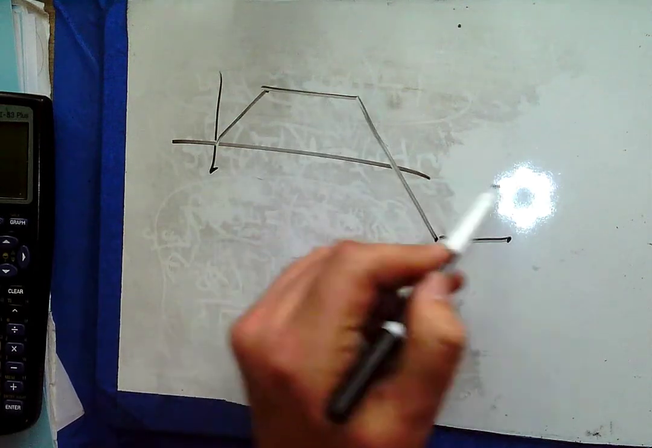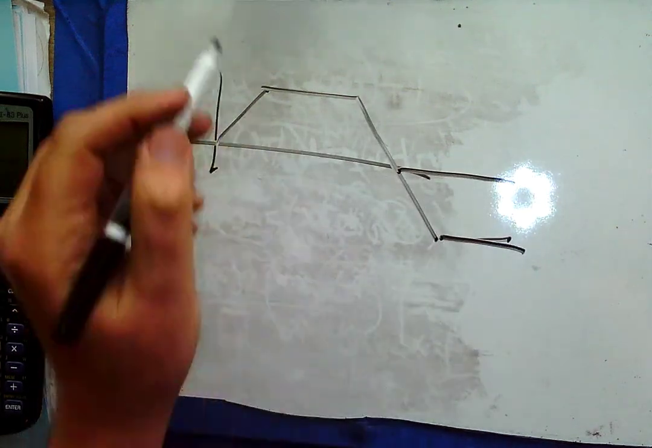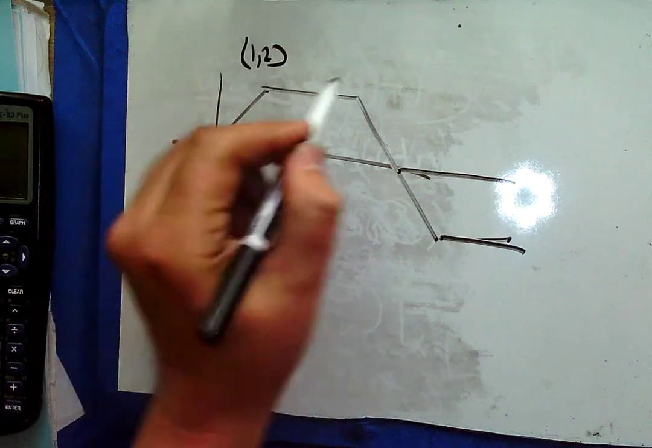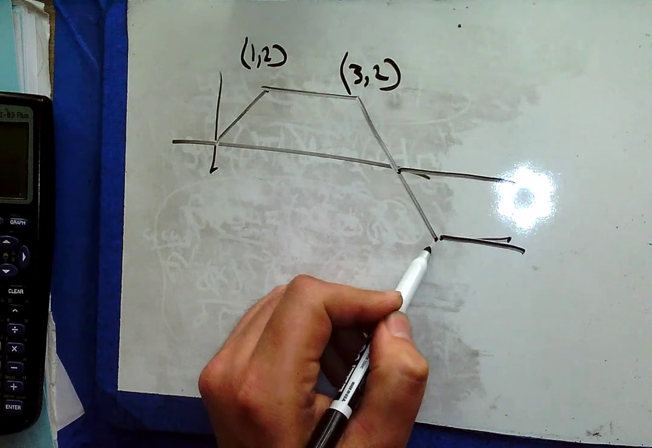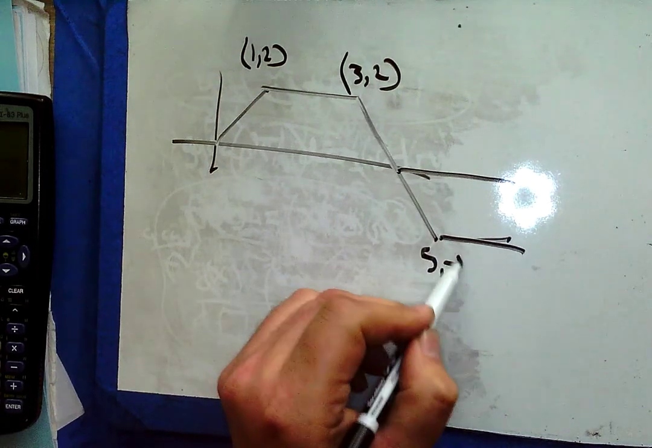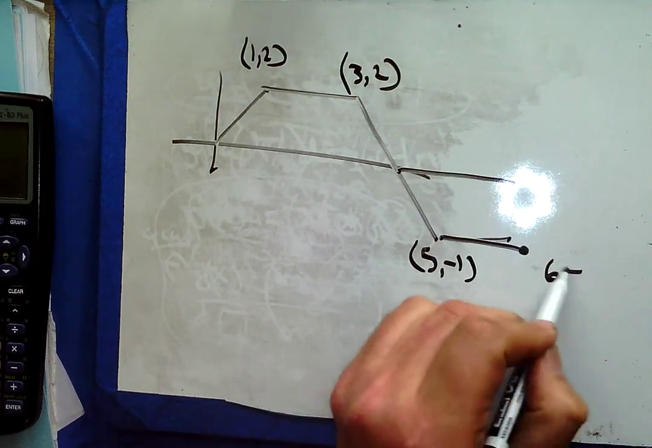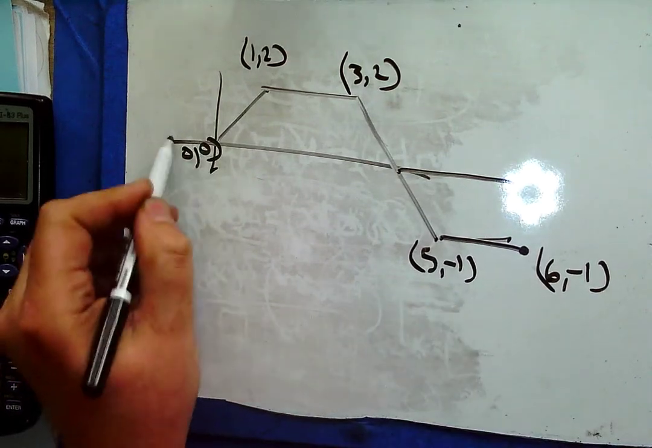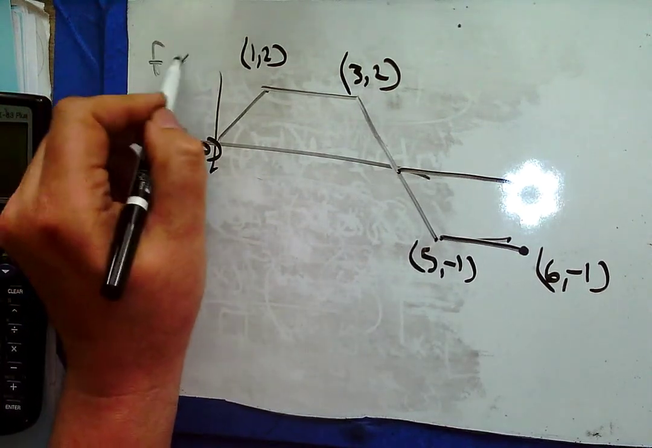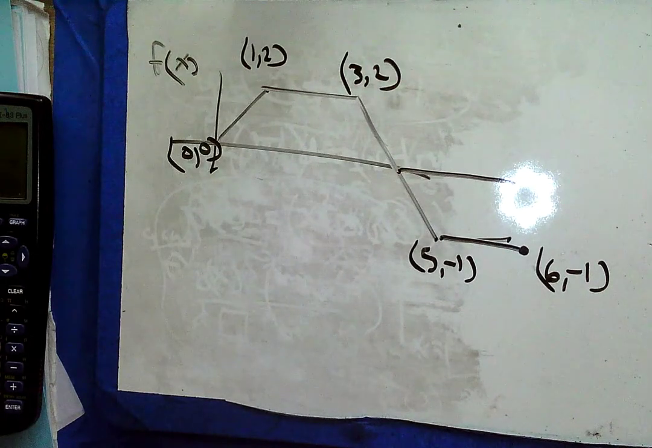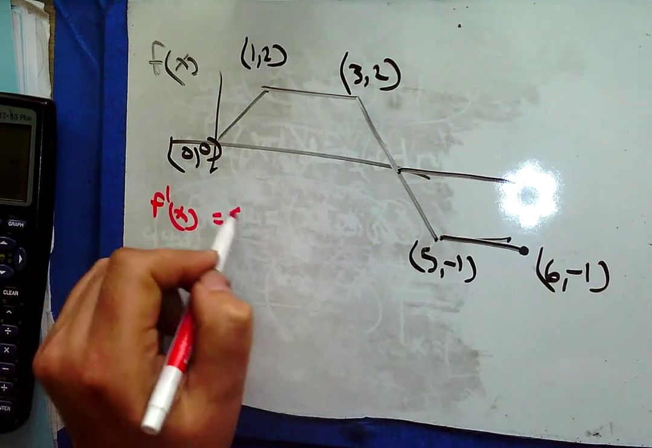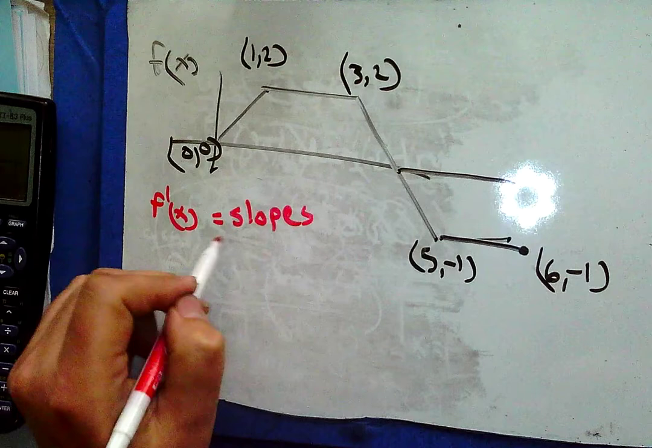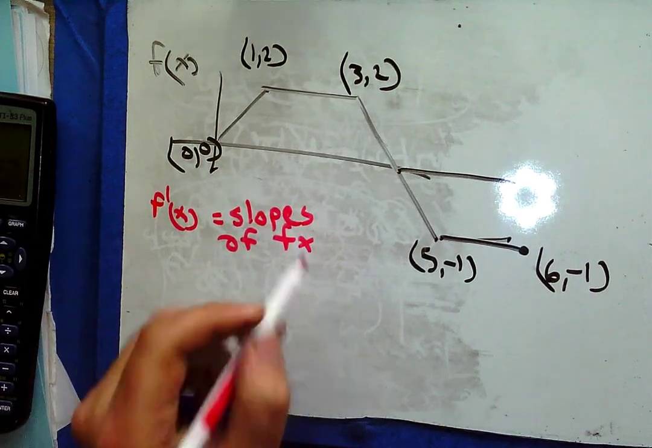Boom. Okay, this is (1, 2). This is (3, 2). This is (5, -1). And this is (6, -1). And this is, of course, (0, 0). So here's f of x. But let's say I want a graph of f prime of x. Well, we know that f prime of x represents the slopes of f of x.